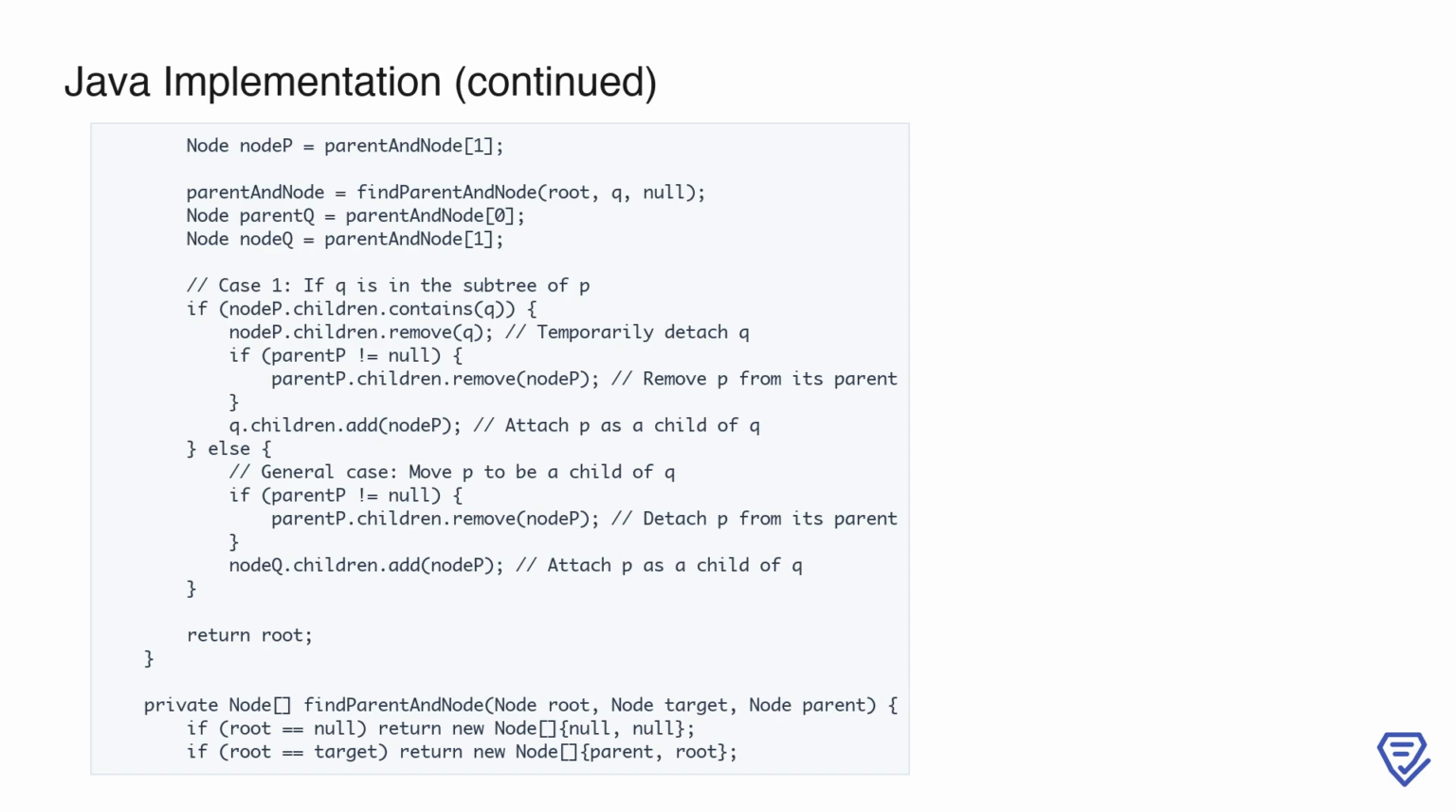On the other hand, if P and Q are unrelated, we handle the general case. Here, we detach P from its parent, if it has one, and add P directly as a child of Q. Finally, we return the modified tree's root, ensuring that all changes are reflected in the original structure.